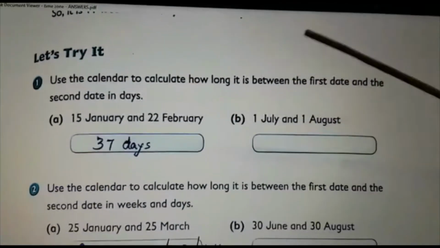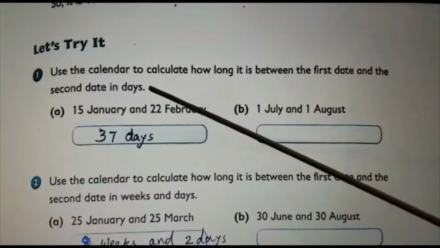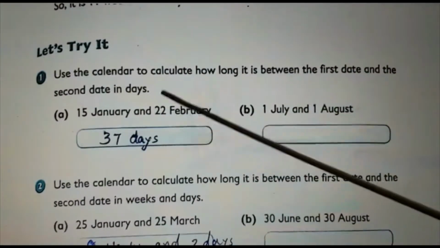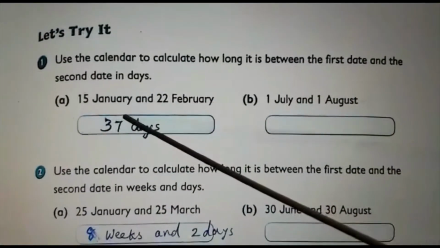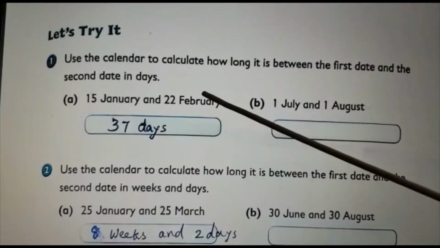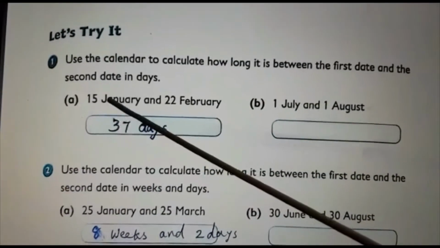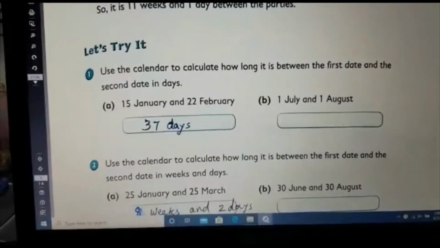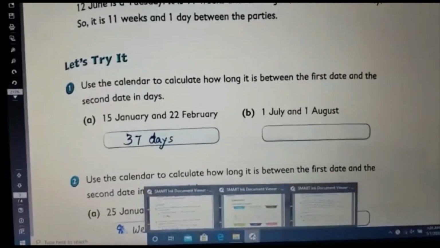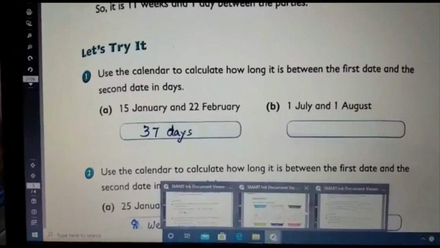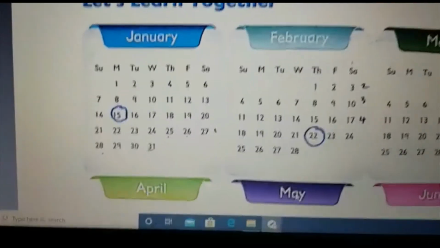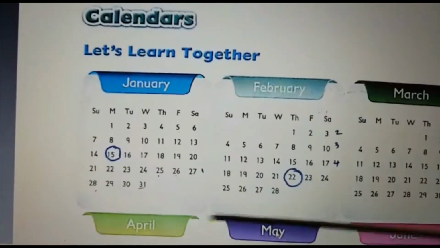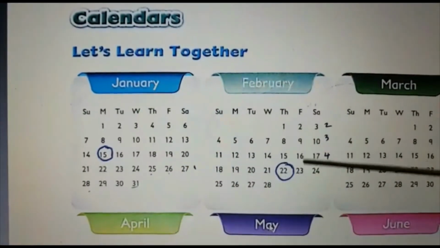So the practice sums on the same page, that is 213. Look at the question. Use the calendar to calculate how long it is between the first date and the second date in days. First question, 15th January and 22nd February. So it is between. So no need to consider 15th January and 22nd February. So I'll just explain that one. Then you can do all other questions like that. We will not count those 2 days. Why? Because we want to find the number of days between these two.